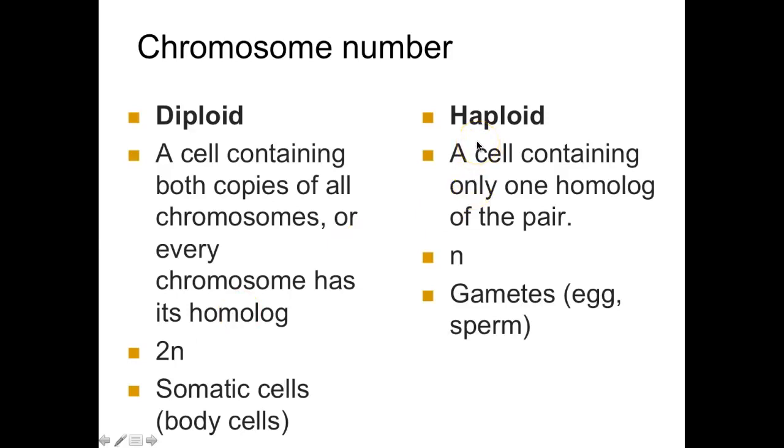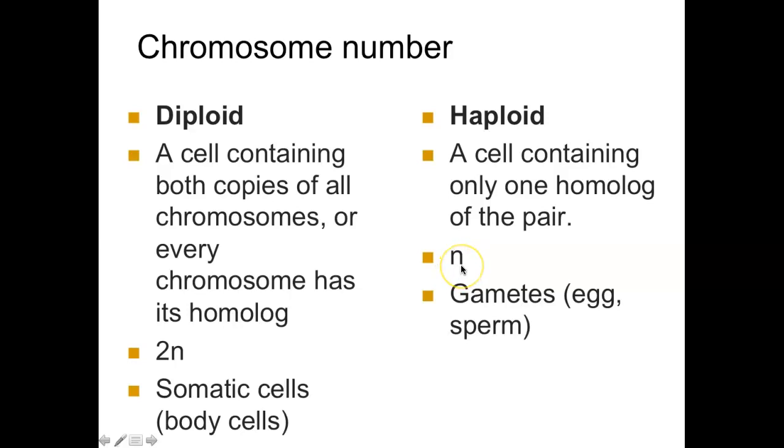Haploid is going to be half that number. So a haploid cell is going to be a cell containing only one homolog of the pair. So you can think of it as just the left sock or the left shoe, right? The right one is not there anymore. And so that's going to be abbreviated or represented by the letter N.